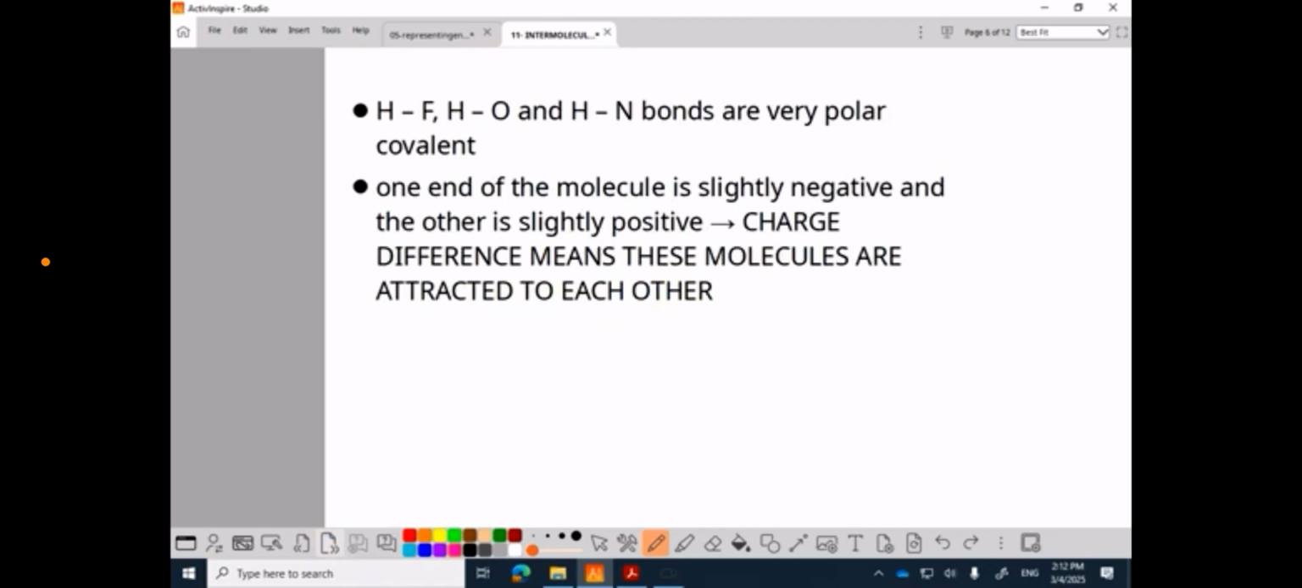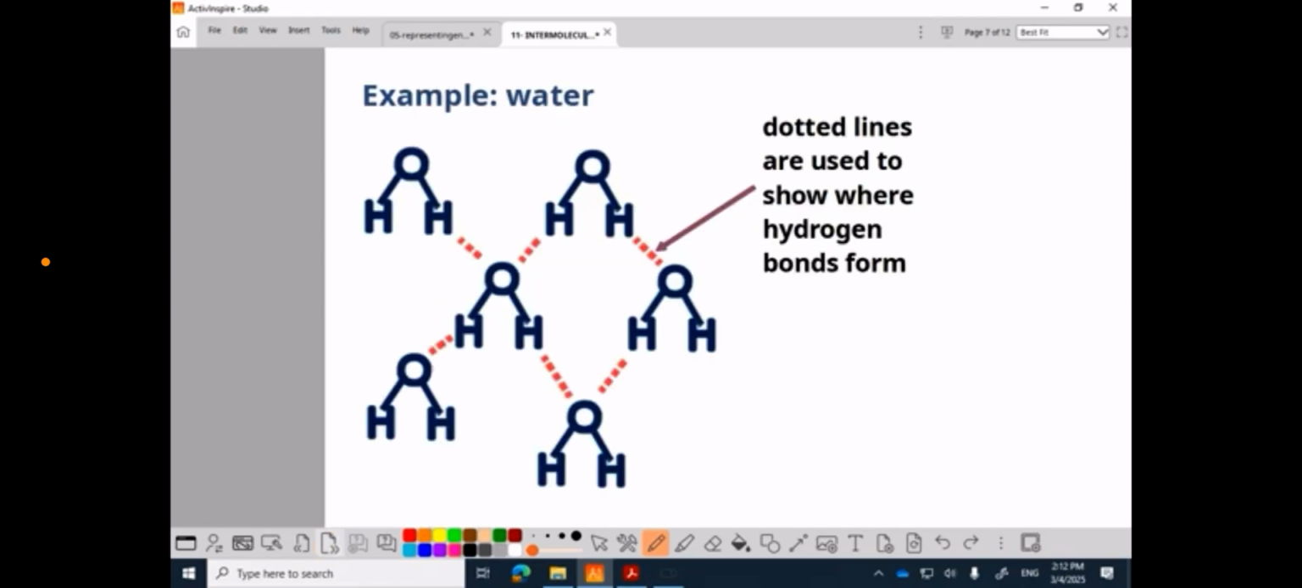So these, like I said, HF, HO, HN are very polar covalent bonds. So then one end of the molecule is slightly negative, the other end is slightly positive, and the charge difference between them is quite high. And it has to also do with the size of the hydrogen atom. It's so tiny, it has a low electronegativity, and so the formation of the hydrogen bonds is important. So again, we're still using the dotted lines or the dashed lines to represent the intermolecular attraction. It's not anything different with the water molecule.